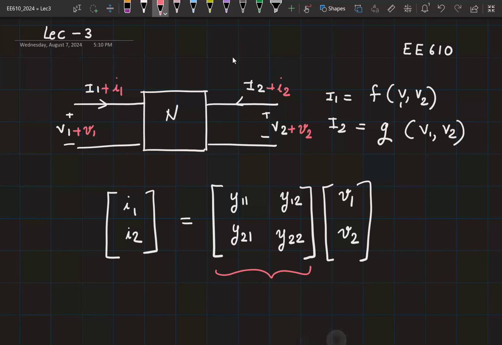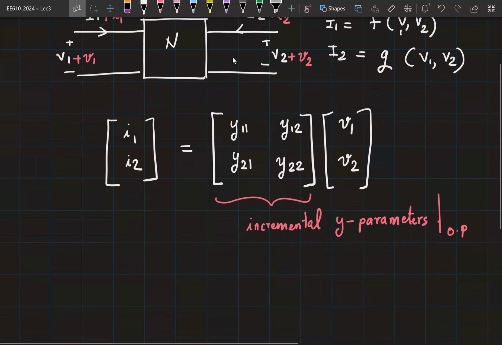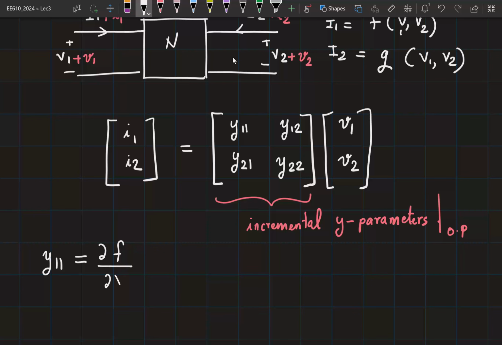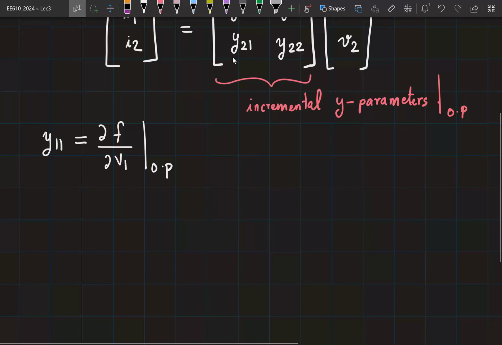This is the incremental Y parameter matrix or incremental Y matrix. These are incremental Y parameters. And you need to derive these incremental parameters at the operating points. Okay. What was the definition for Y11? That will be equal to dou f by dou V1 at the operating point. Similarly, Y12 is dou f by dou V2, Y21 is dou g by dou V2, etc. Okay. Now, let me ask you a question.